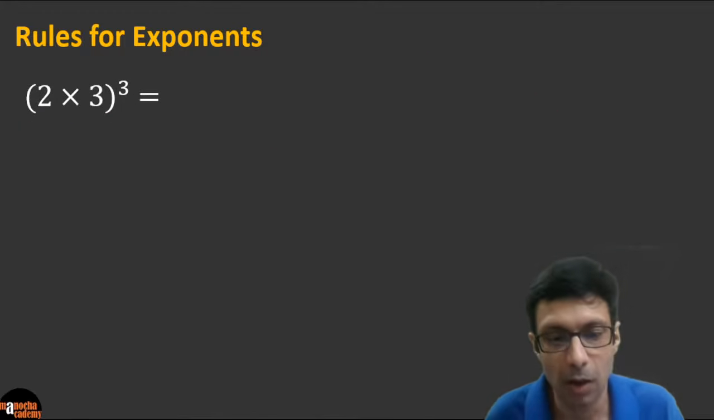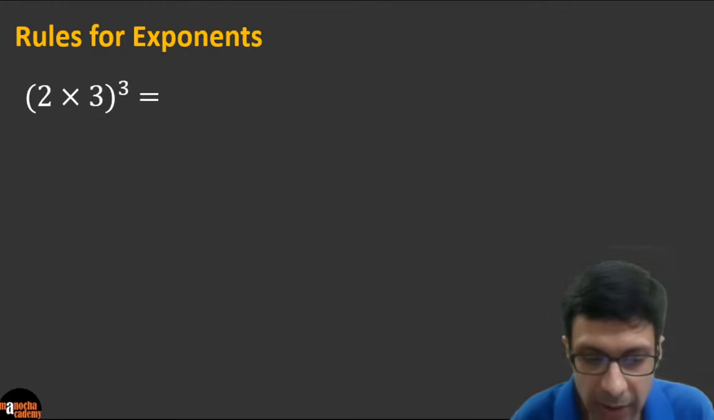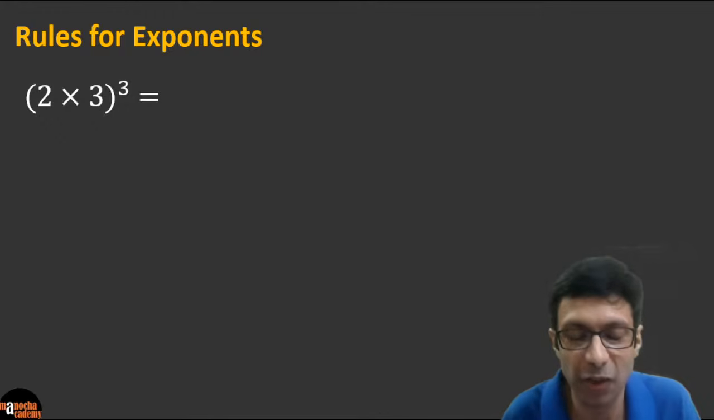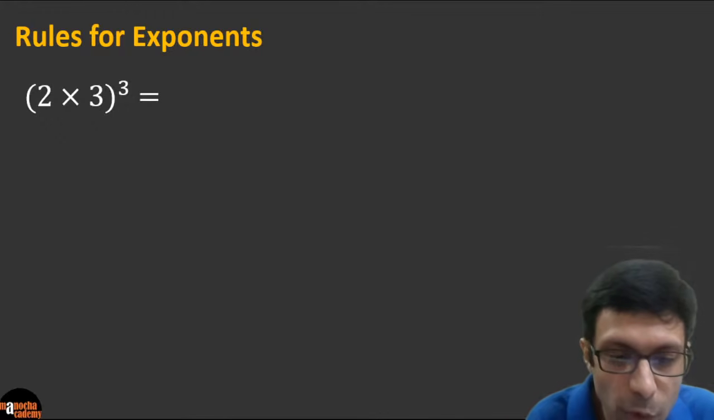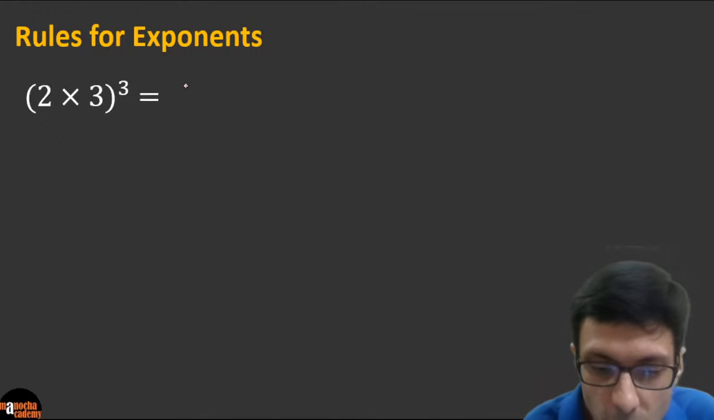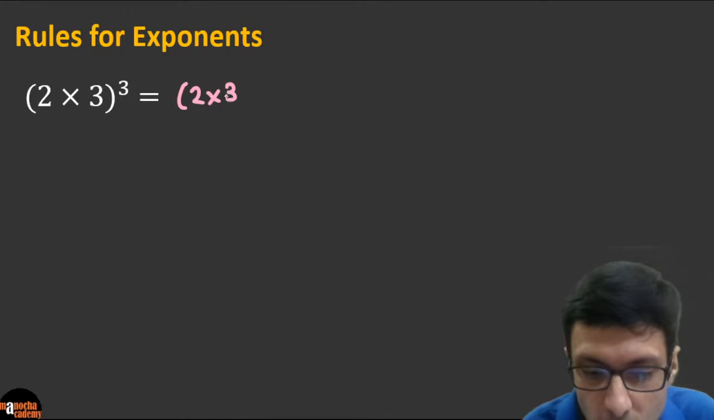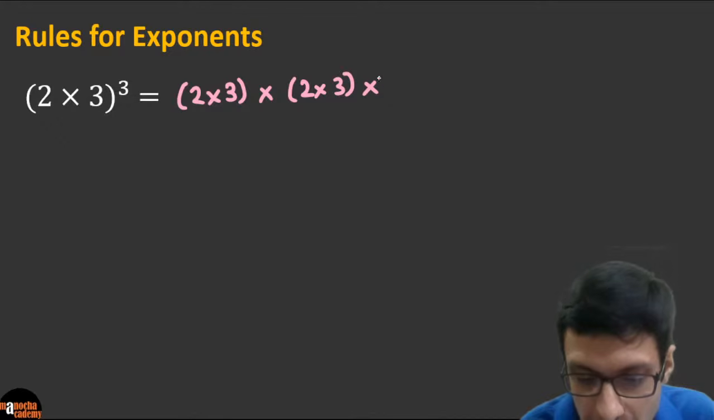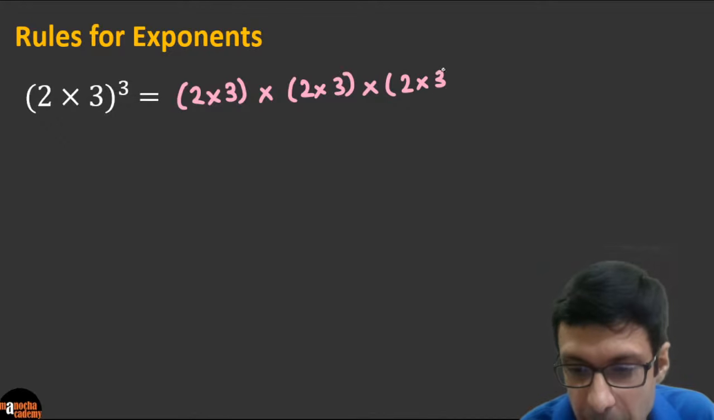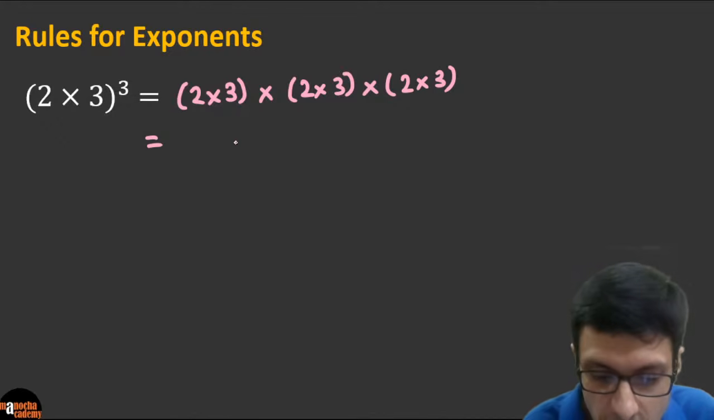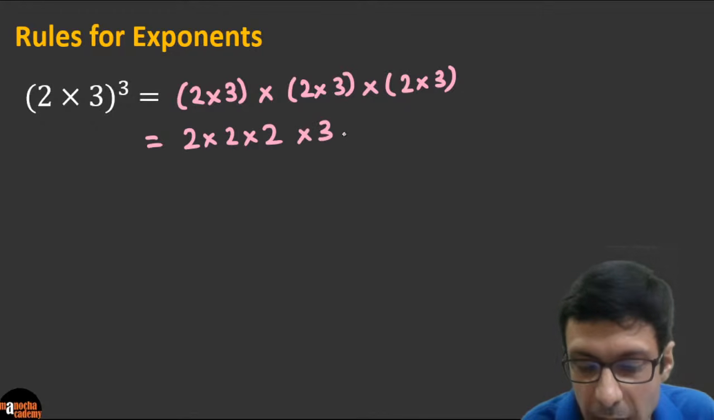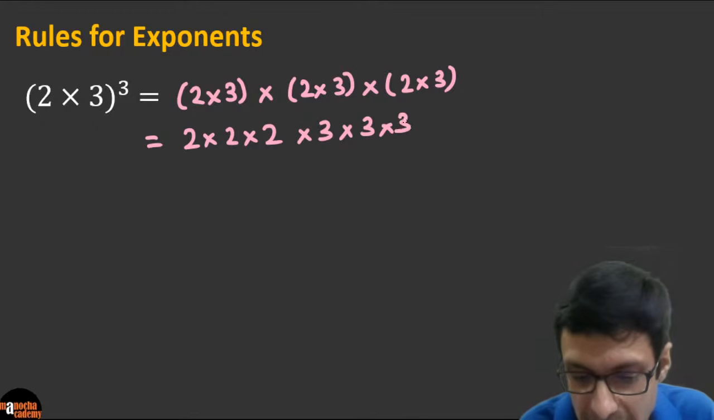Excellent. So now let's take a look at this. So let's say you have 2 times 3. So we are getting into more interesting and complex examples. So if you have 2 times 3 whole cube, what do we write here? It's basically 2 times 3, multiplied by 2 times 3, multiplied by 2 times 3, right? And we can group these together. So basically what do we have? 2 times 2 times 2 into 3 times 3 times 3. Can you guys see that?